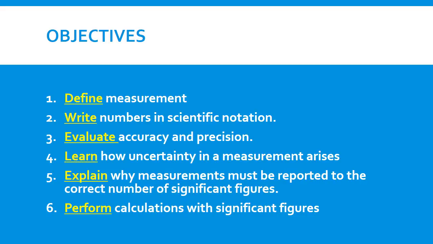We're going to define a measurement, look at how we write numbers in scientific notation, discuss and evaluate accuracy and precision, talk about uncertainty in measurement and how uncertainty arises, and we're going to explain why measurements must be reported to the correct number of significant figures. And we're also going to perform calculations with significant figures.